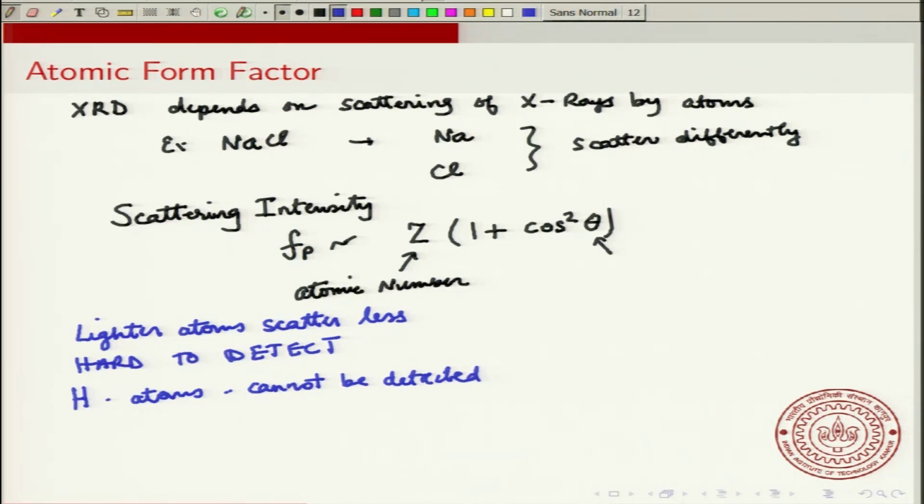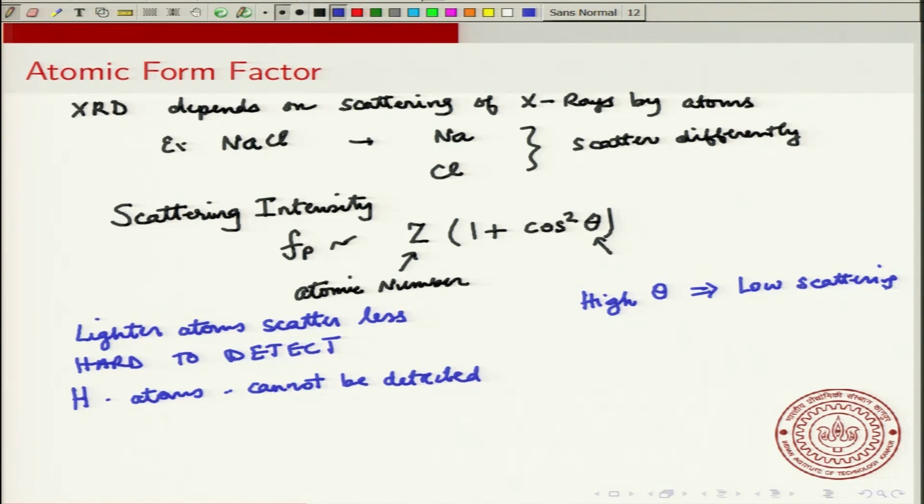The other point is that high angles, high theta, implies low scattering. So, if theta is large, close to 90 degrees, then the scattering intensity will be very low. So, usually we do not go to very high theta values.